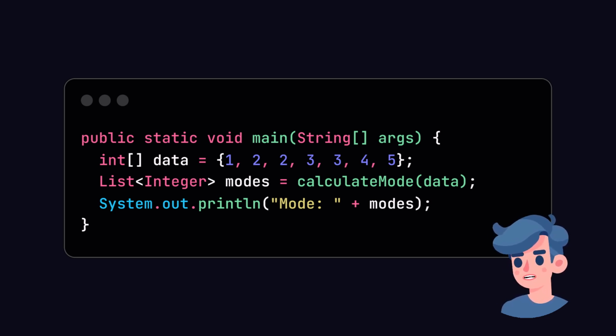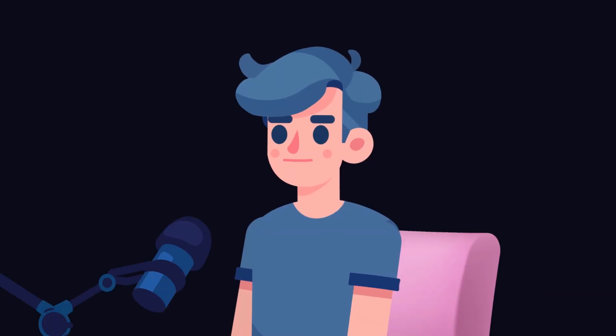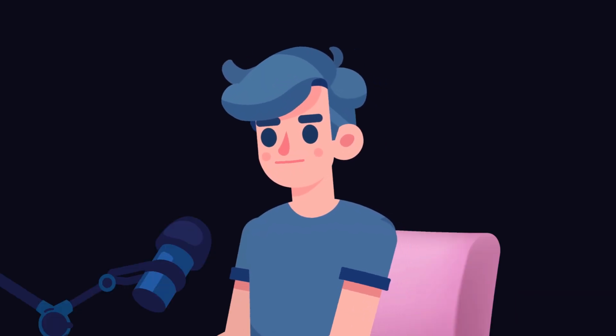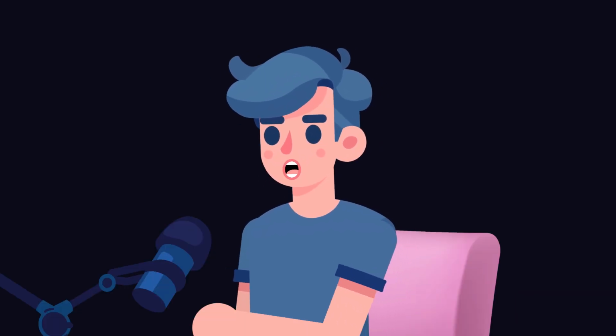Now let's see this in action. When we run this code, for the dataset provided, the output will be mode 2, 3, indicating that 2 and 3 occur most frequently in the dataset.